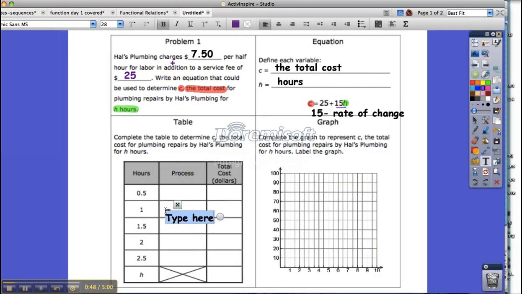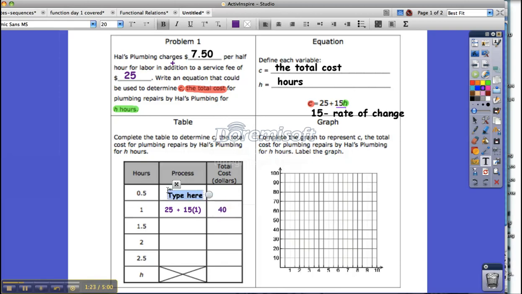So if I wanted to do 25 plus 15 times, we have 25 plus 15 times 1. So PEMDAS says to multiply first. 15 times 1 is 15, yes. And 15 plus 25, if you can't do that in your head, make sure you write it out. 15 plus 25 is 40. So over here in the total dollars, the total cost, if I worked for 1 hour, we would have to pay Hal $40.